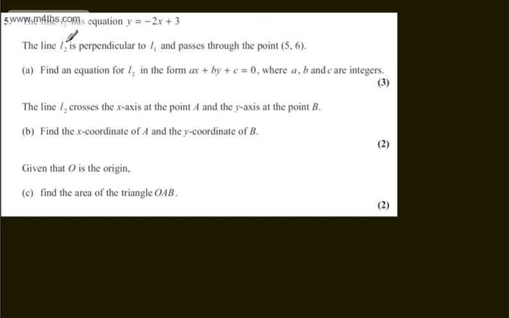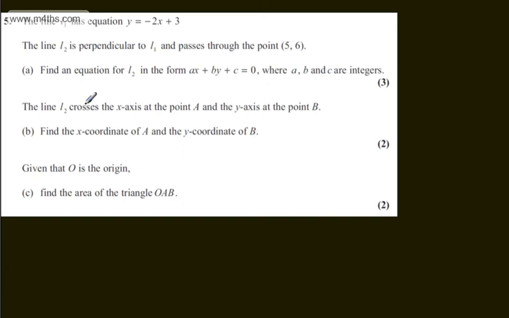This is question 5. We're told the line L1 has equation y is equal to minus 2x plus 3. The line L2 is perpendicular to L1 and passes through the point (5, 6). In part A, we're asked to find an equation for L2 in the form ax plus by plus c equals 0, where a, b and c are integers. The question carries 3 marks.